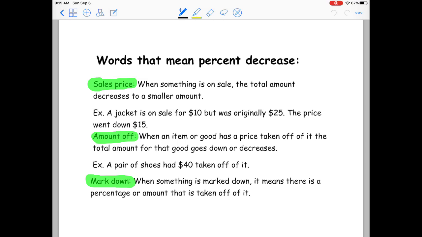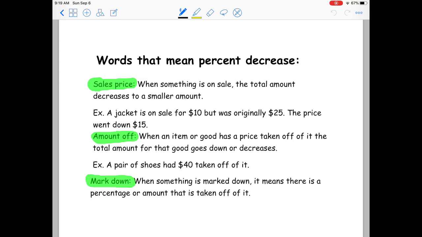So we have sales price. This is when something is on sale, the total amount decreases to a smaller amount. For example, a jacket is on sale for $10 but was originally $25, so the price went down $15. So the new sales price is $15.